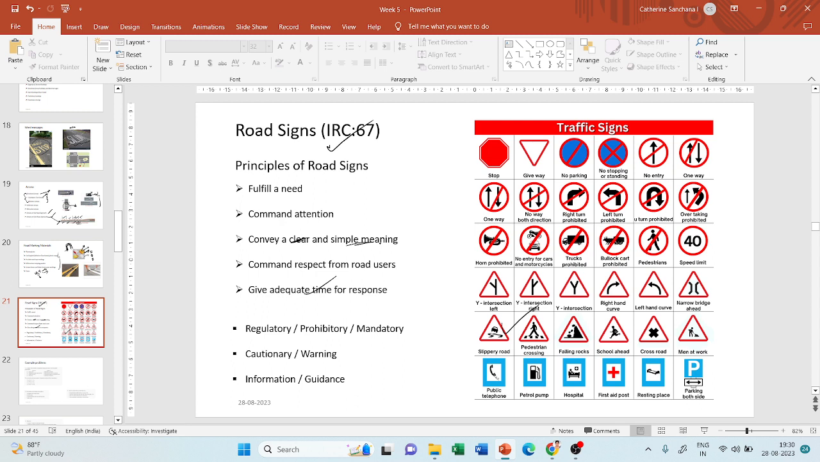Now we will get into the types of road signs. There are three categories. One is regulatory, prohibitory, or mandatory; either one of these purposes, we classify as one set. Another is cautionary or warning; either one of these we classify under one category. And the final one gives you information and guidance.